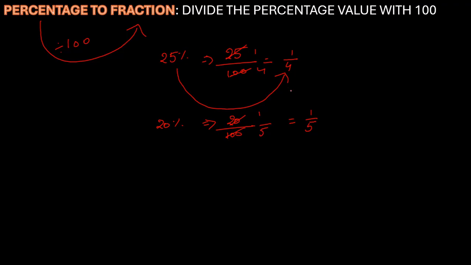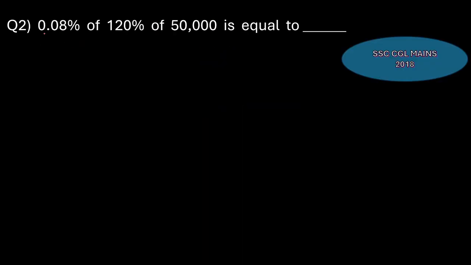And going ahead, let us move to the next slide. That is, 0.08% of 120% of 50,000 is equal to? So let us try and solve this question.